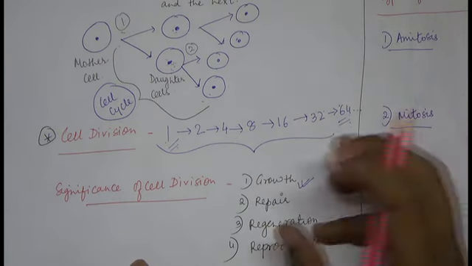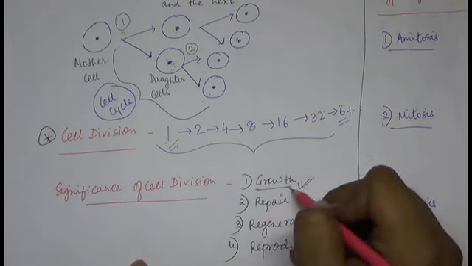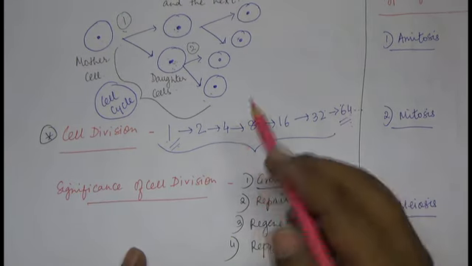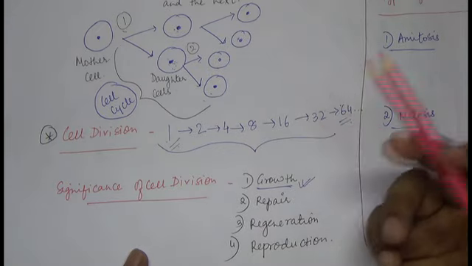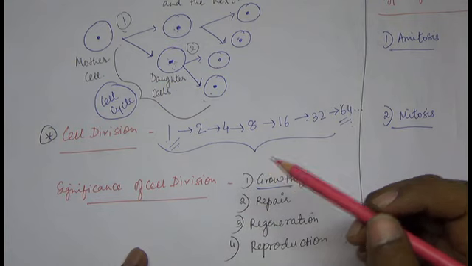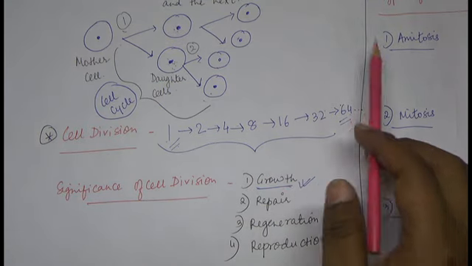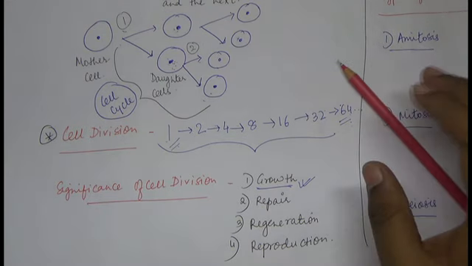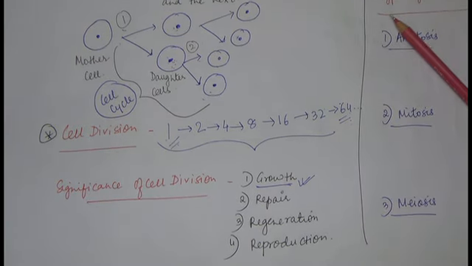Okay, the size of the organism definitely increases. This growth can occur in two ways. Either the number of the cells can increase or the size of the cells can increase. We are talking about cell division, so basically we'll talk about growth because of the increase in the number of cells.